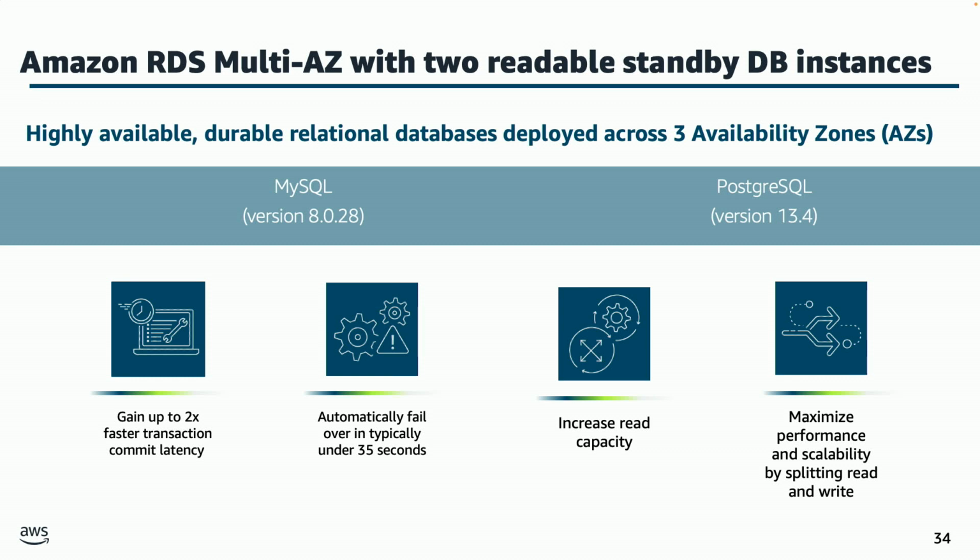The first one is faster transactional performance, or reduced commit latency by about 2x. Second, failover times are much faster, typically under 35 seconds. Third is read scalability with two read replicas. Fourth, further maximize performance with separate endpoints for write and read workloads.